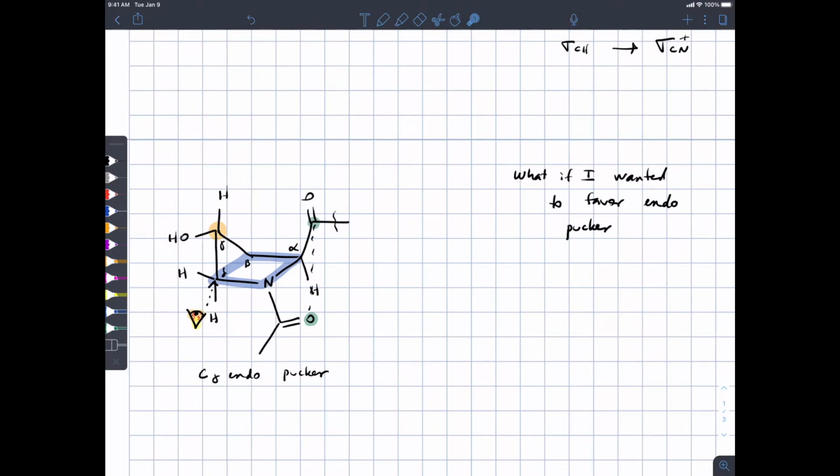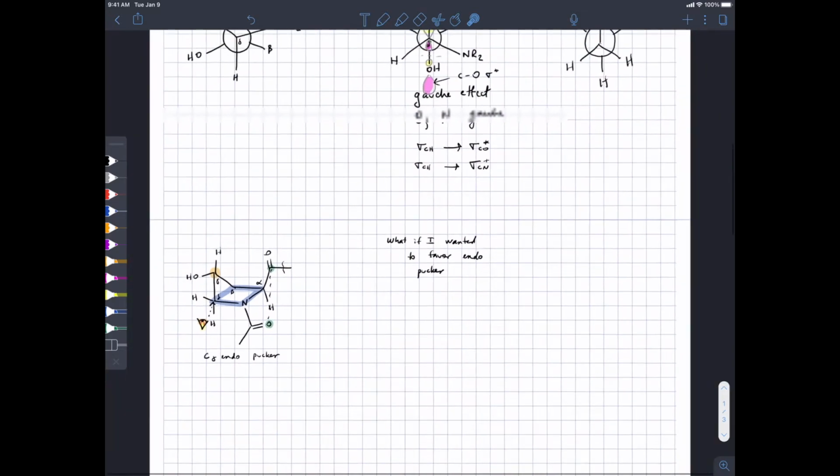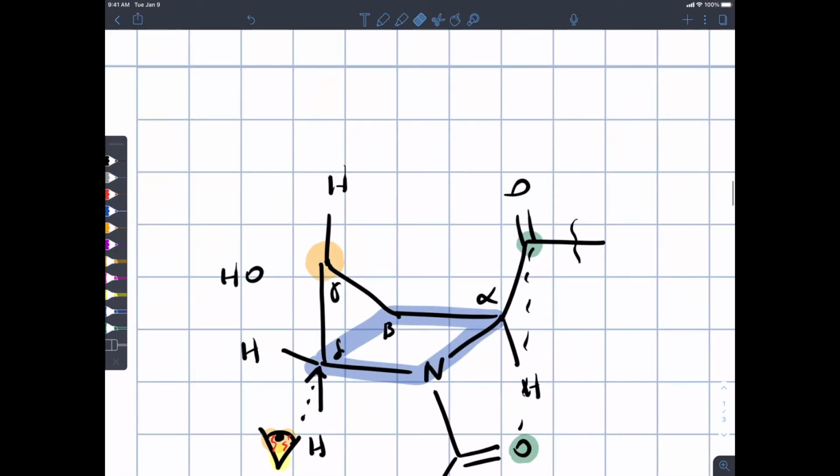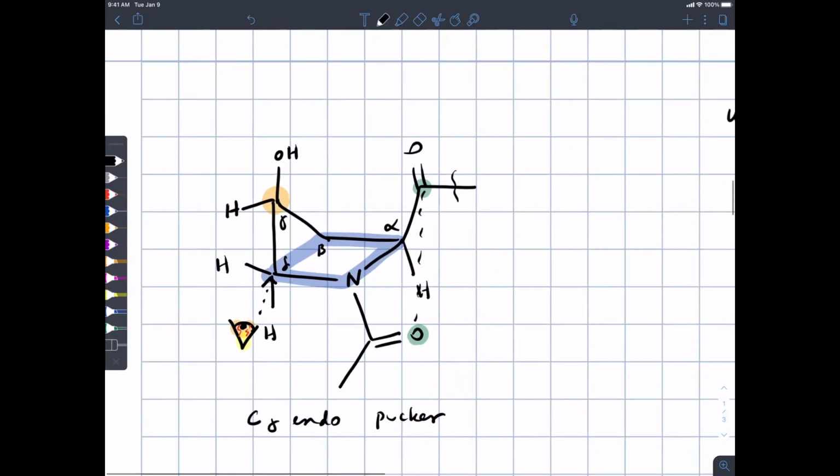Using the Gauche effect, let's say. And maybe look at this Newman projection. With the endopucker, the OH and the nitrogen are anti to each other. So could you change this molecule? Go ahead. If you put the OH where the hydrogen is on the endo. Okay, so let's just switch the stereochemistry, right? Let's go ahead and put the OH here, make the other version, the other diastereomer of hydroxyproline.